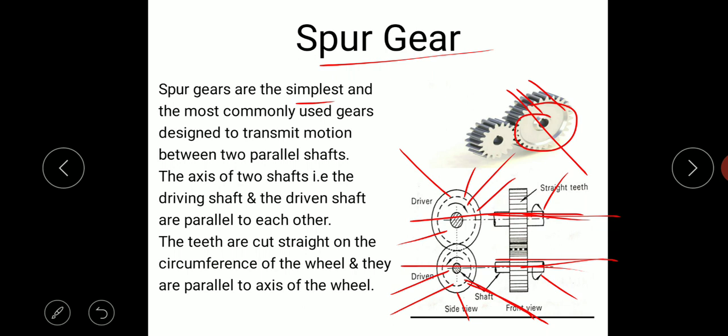The applications of spur gear are, they are used in machine tools like lathe and drilling machine tools, and also they are used in automobiles.